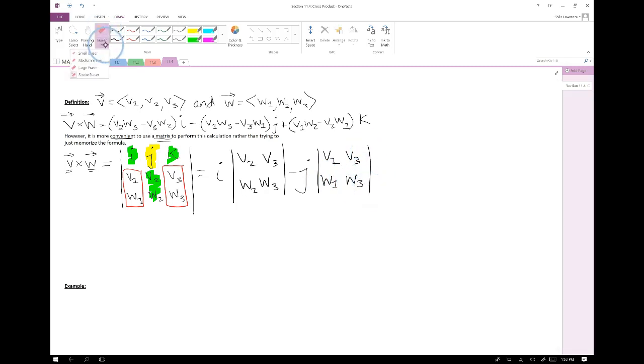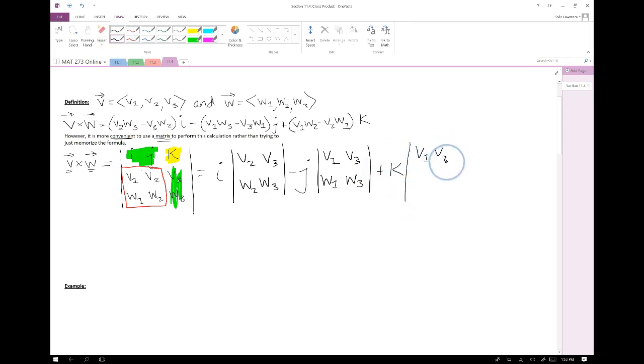And then we'll move to our last element in the first row, which is the K. And if you mark off K's row and K's column and just look and see what's left, we've got this 2 by 2 matrix here. So we are going to put that over next to the K. So V1, V2, W1, W2.